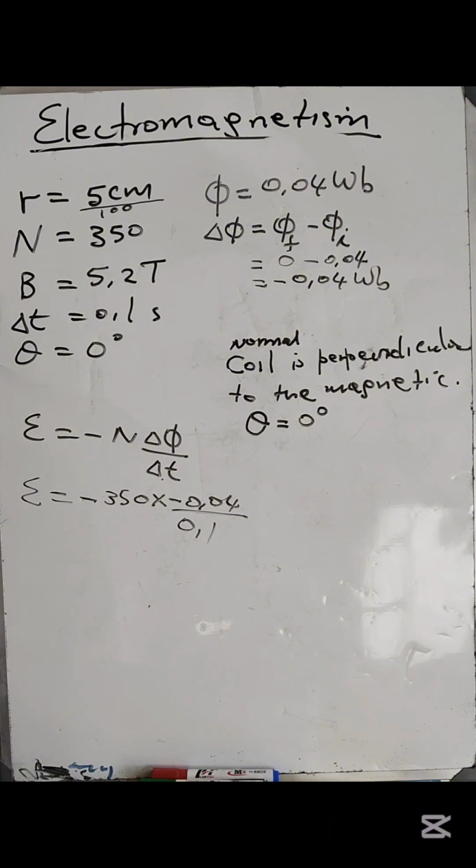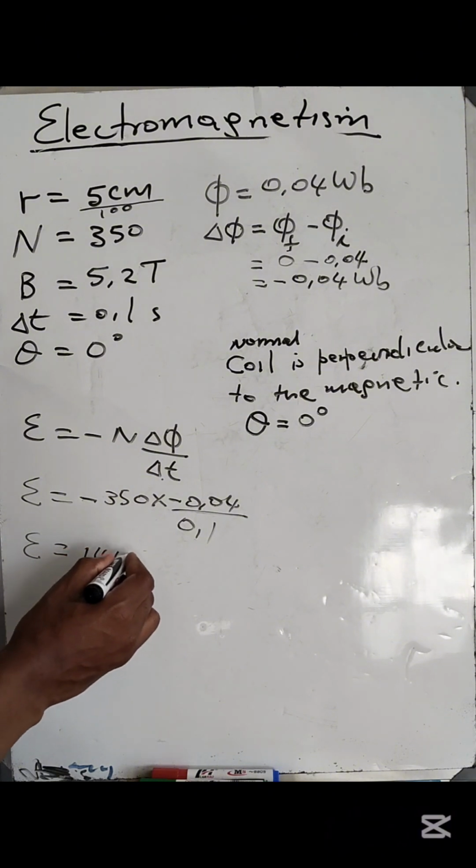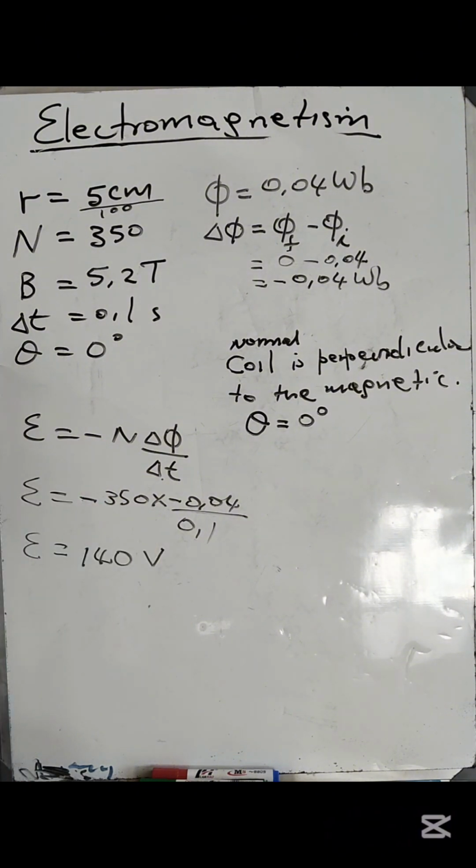So we have 350 times 0.04 divided by 0.1. So the answer here, the EMF, is 140 volts. Then we are done with that.